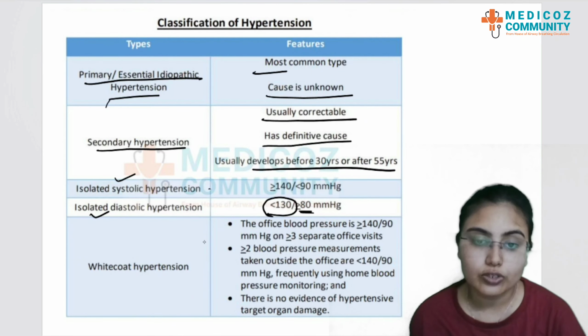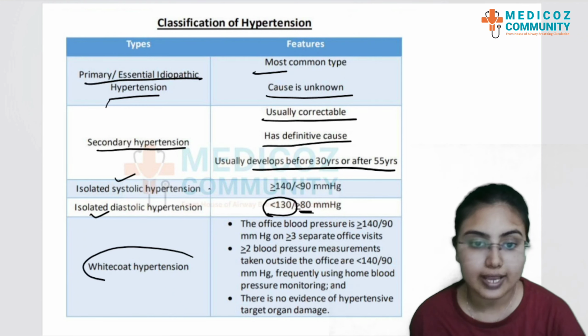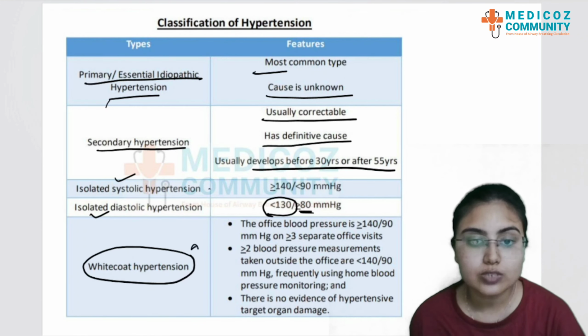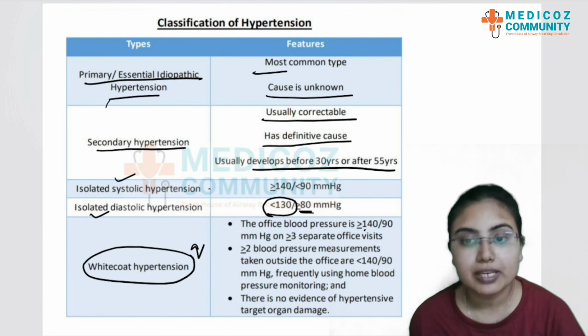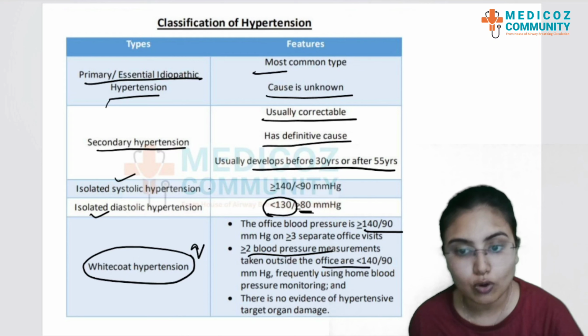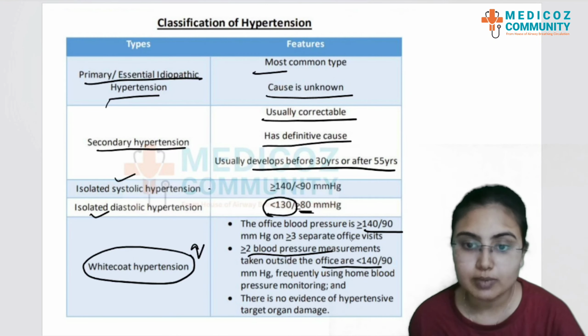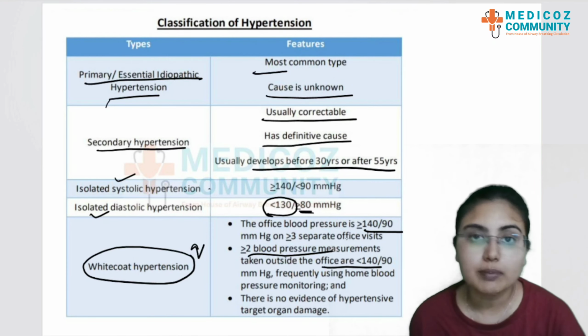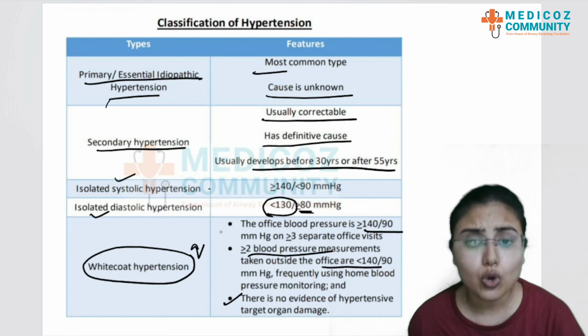Very important for your NEET PG as well as your next exams is white coat hypertension. The office blood pressure is more than 140 by 90 on 3 separate office visits, more than 2 blood pressure measurements taken outside the office are less than 140 by 90, frequently using a BP apparatus at home, and there is no evidence of hypertensive target organ damage. All three criteria must be fulfilled.